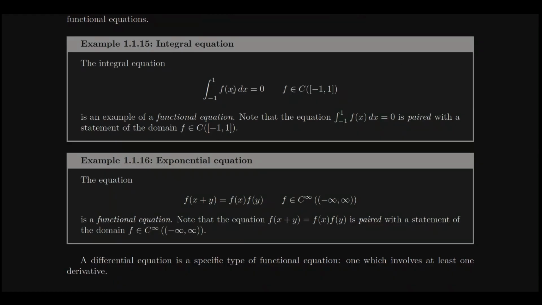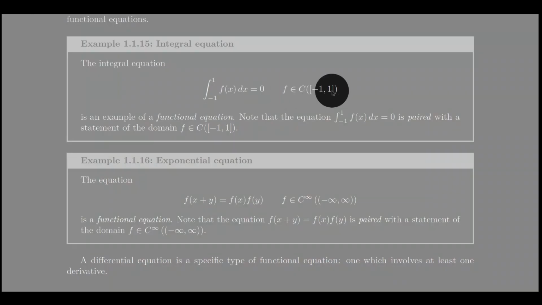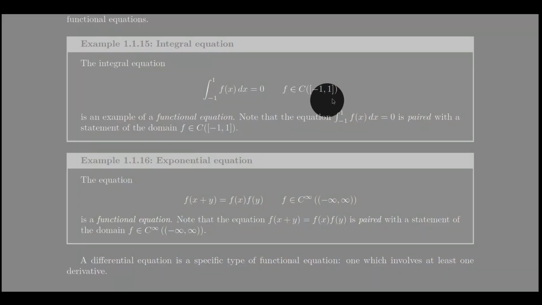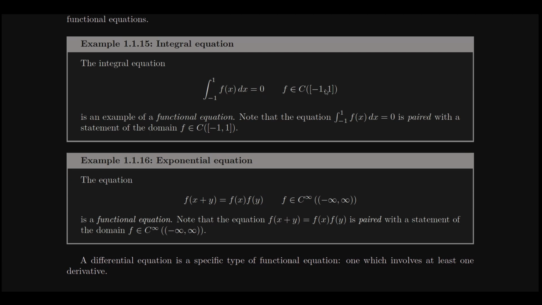But the important part about it being a functional equation is that my unknown has the value of a function. So I'm looking for unknowns f in the continuous functions on the interval -1 to 1, and I'm looking for the ones of those whose integral is equal to 0. This is an example of a functional equation. And once again, I've given myself the pairing with the domain: f is in the continuous functions.